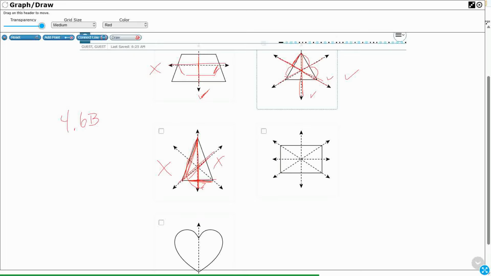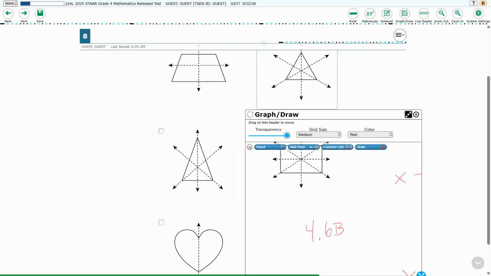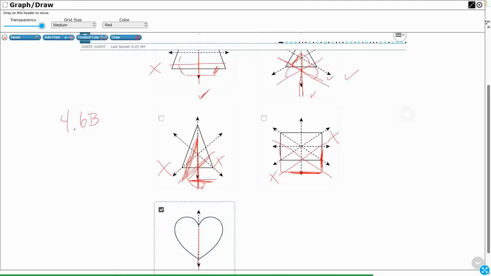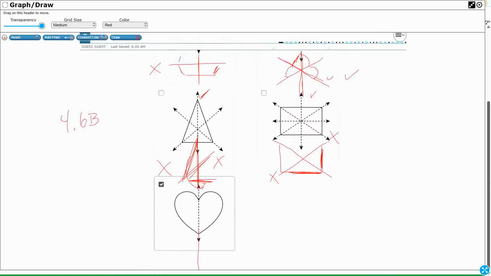And then a square has diagonals that work, but not a rectangle, because look, if I'm looking at this side right here, it is much longer than this side right here. So this line of symmetry doesn't work, neither does this. Neither of them work. Okay, that heart is pretty basic. There's just one line of symmetry. We nailed it. So it's that equilateral triangle and the heart. Now, those are our two answers.